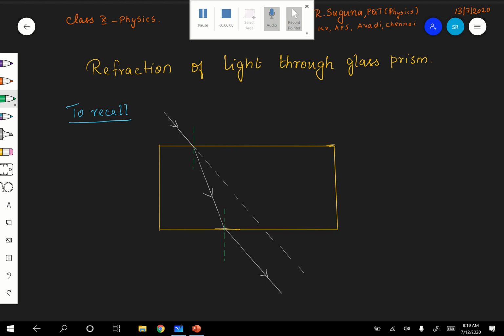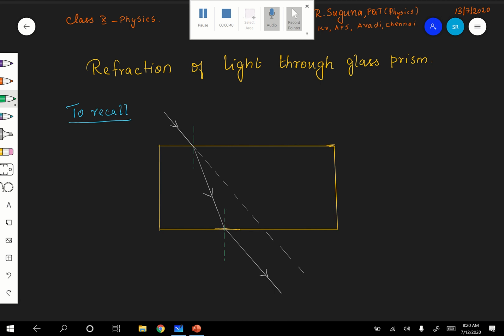The topics we are going to see today are: number 1, refraction of light through a glass prism, and number 2, dispersion of light by the prism. Before going to the first topic, let us recall the concept you have studied before in the previous chapter.